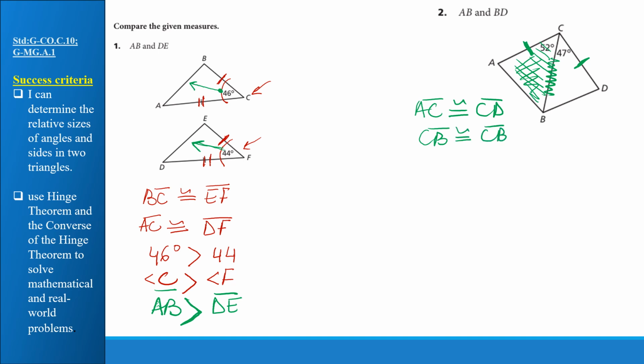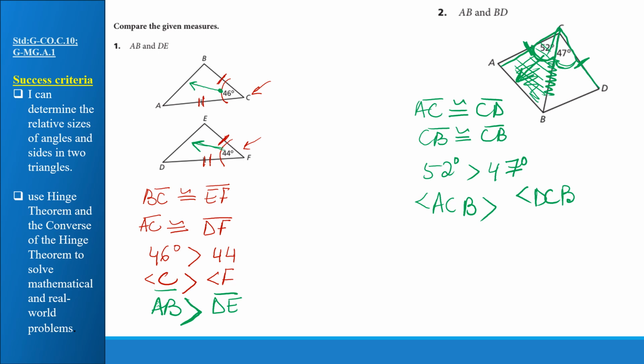So the included angle will be 52 on one side of the triangle, and on the other side of the triangle it is 47. Now you can write the name, but you cannot write angle C and angle C. You write the name as angle ACB, and the other as angle DCB. Now 52 is bigger, so angle ACB is bigger than the 47 degree angle. You have to make sure about the sides. So comparing those, 52 is bigger.